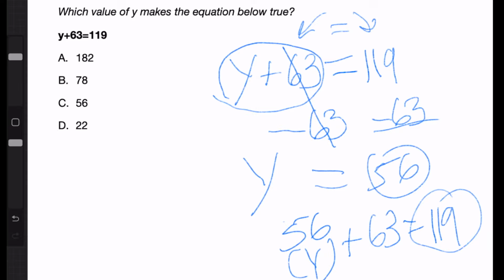Let's go over to our answers. Do you see one that works? Letter C right here, baby. C, 56. 56 plus 63 is 119. How'd you do on this one? All right, let's go to the next question.